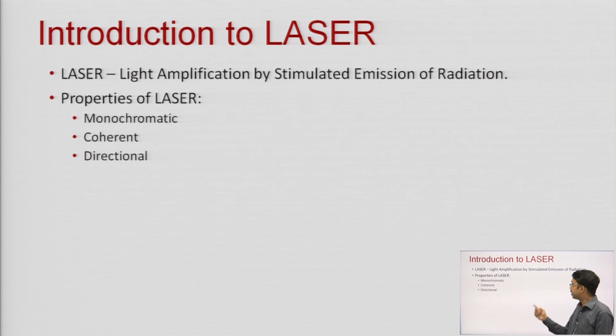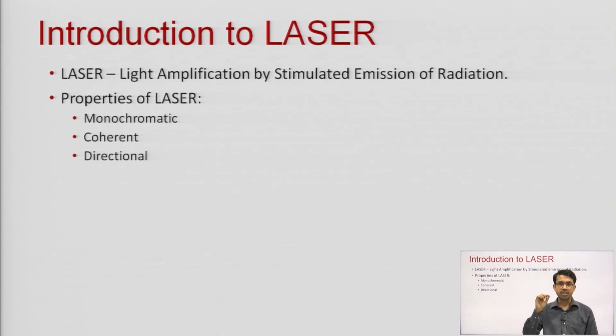And the third one is directionality. What is directionality? We can focus a huge amount of energy in a very small area. If you have seen those toy laser lights, you must know that the beam does not diverge. You can see a beam of light traveling and it does not diverge at all. So, it is highly directional. It can go up to kilometers in a very small area.